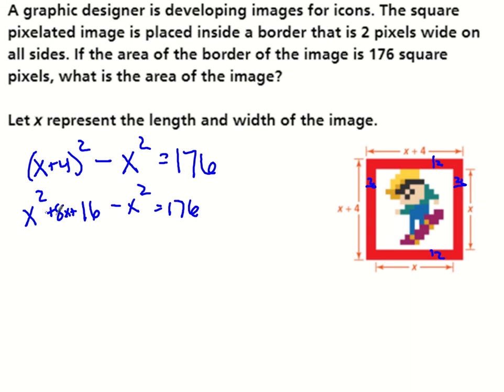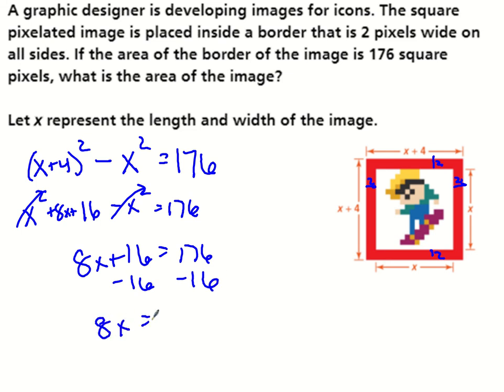Now I can solve the equation, because the x squared terms cancel. I get 8x plus 16 equals 176. Subtract 16 on both sides. 8x equals 160, so then x equals 20. So I figured out that x equals 20. What that means is that every side of this image is 20 pixels, because I'm just replacing x with 20. And now that's 20 plus 2, another 2, so the whole thing is 24 pixels.